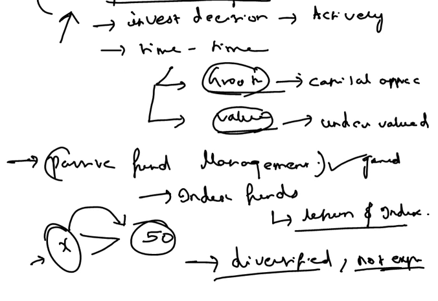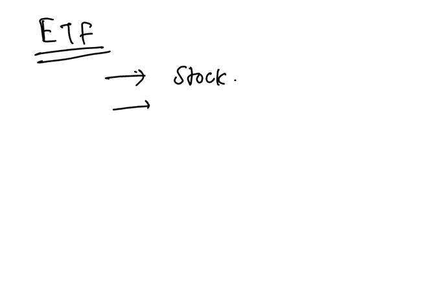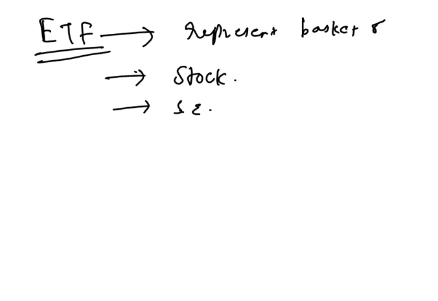But there is another financial instrument that is not actually a mutual fund. It's called an ETF, an exchange traded fund. ETF is separate from mutual funds. It is not actually managed by any intermediaries. It behaves like a stock, and it is sold in the stock exchange or the stock market. But this ETF represents a basket of stocks. It's like a mutual fund, but it is not a mutual fund. It represents a basket of stocks.